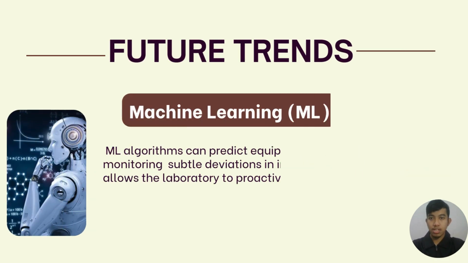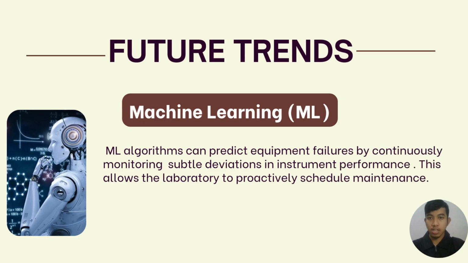The last future trend in quality control is machine learning (ML). ML algorithms can predict equipment failures by continuously monitoring subtle deviations in instrument performance. This allows the laboratory to proactively schedule maintenance. Machine learning gives benefits to the laboratory, which minimize downtime, enhance productivity, and reduce repair costs.